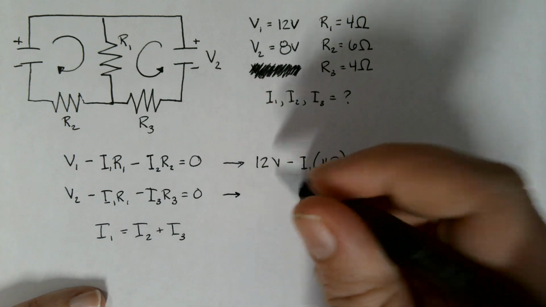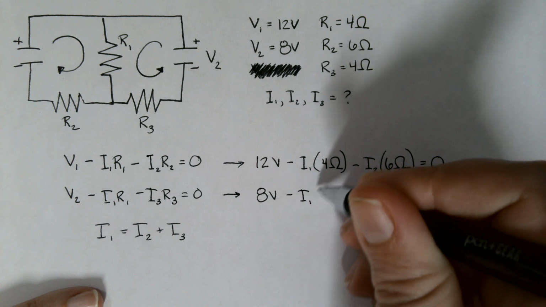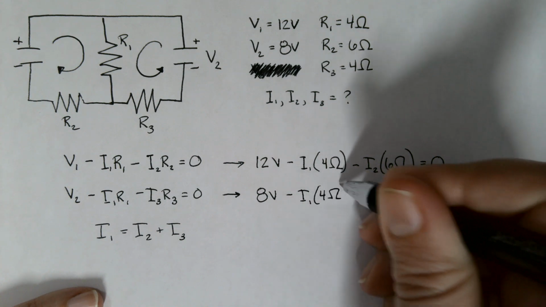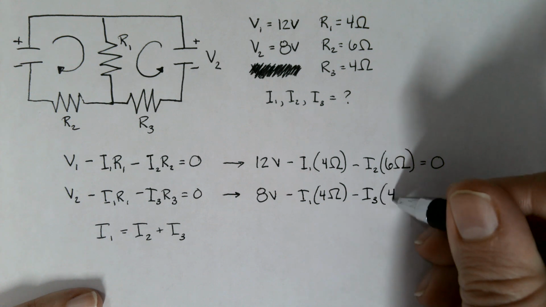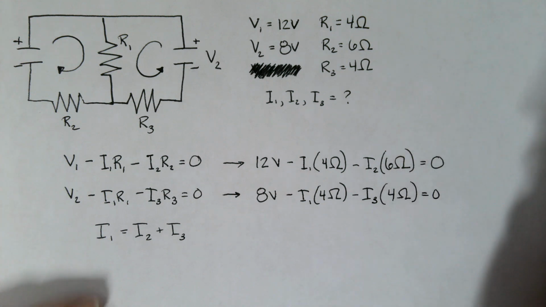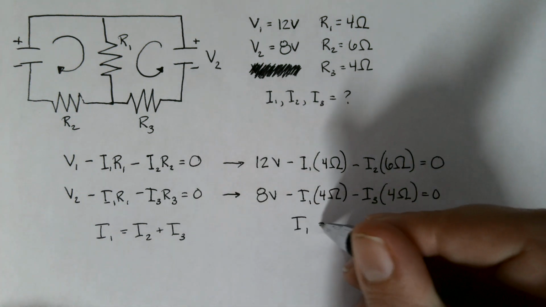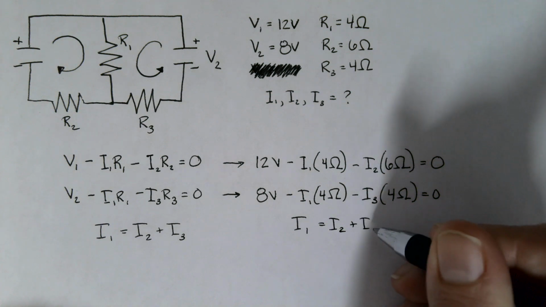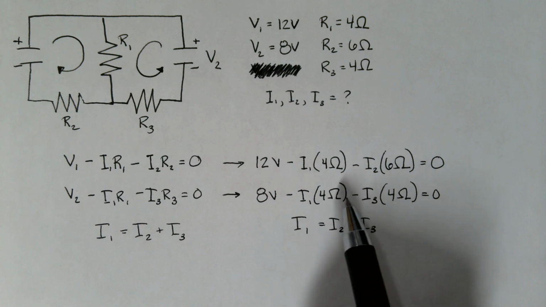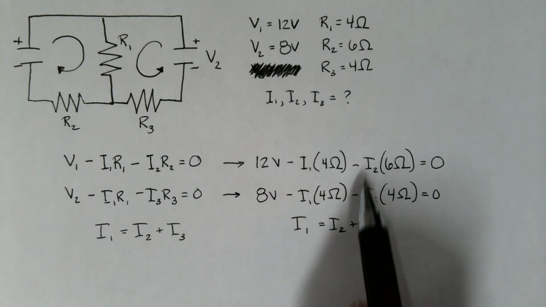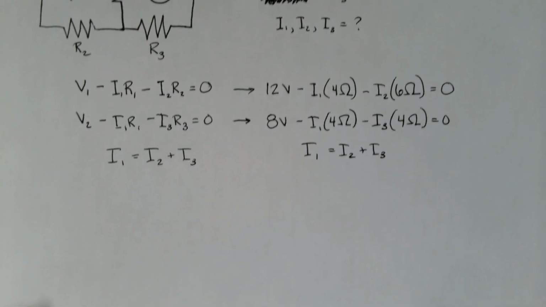This one would be 8 volts minus I1 times 4 ohms minus I3 times 4 ohms equals 0. And then this one is still just I1 equals I2 plus I3. Now for ease, I'm going to drop these units and just solve for these variables, I1, I2, I3. I don't want them to confuse you. So this is going to look a little bit more like algebra.